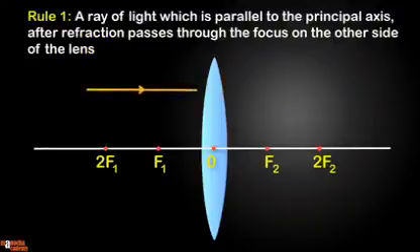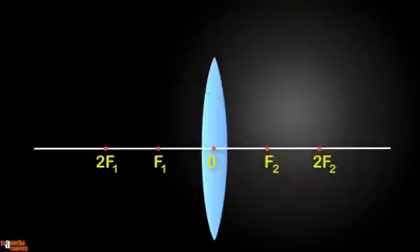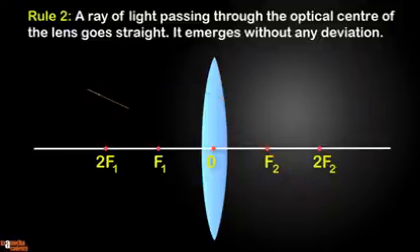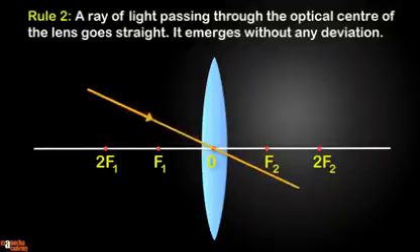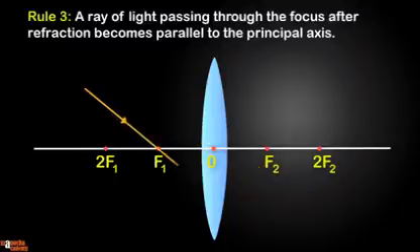Rule 1. A ray of light which is parallel to the principal axis, after refraction, passes through the focus on the other side of the lens. Rule 2. A ray of light passing through the optical center of the lens goes straight. It emerges without any deviation. Rule 3. A ray of light passing through the focus after refraction becomes parallel to the principal axis.